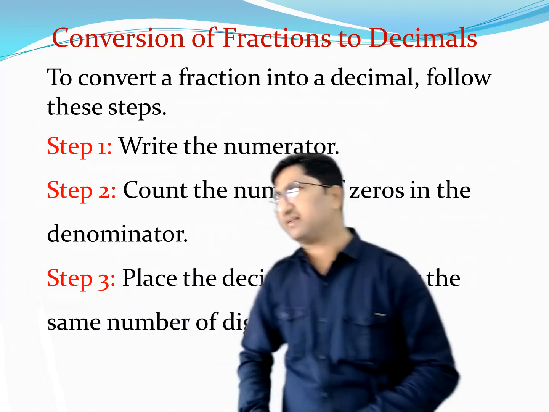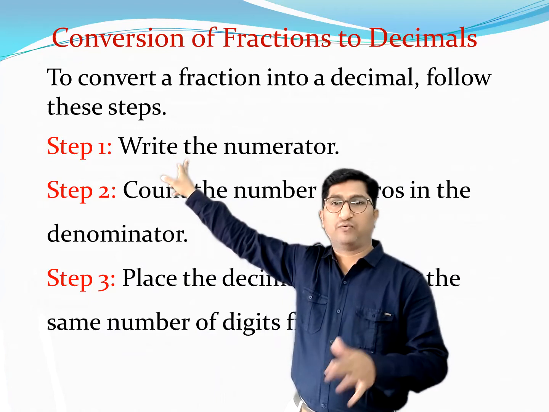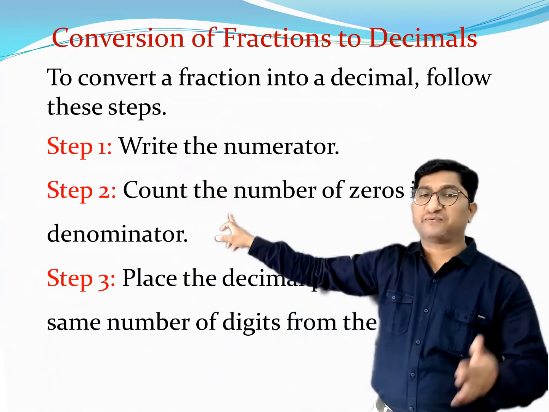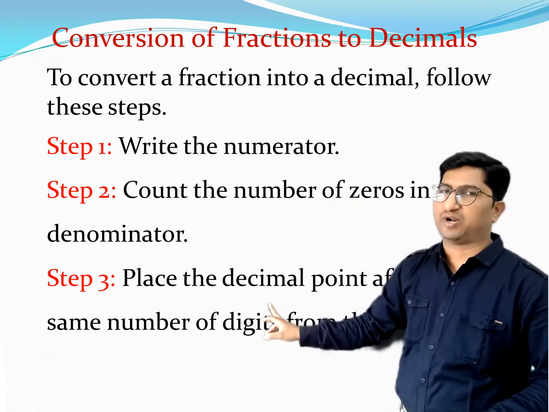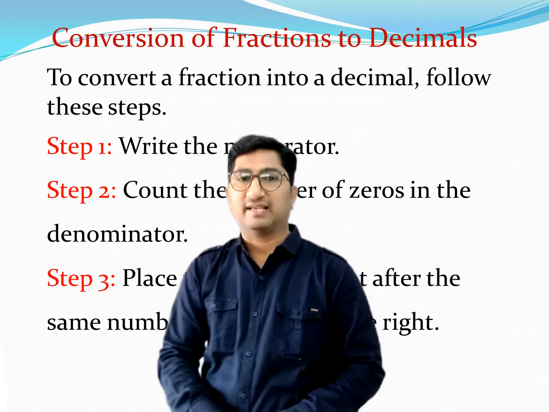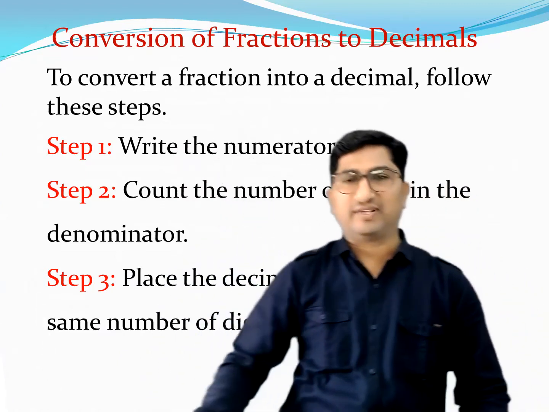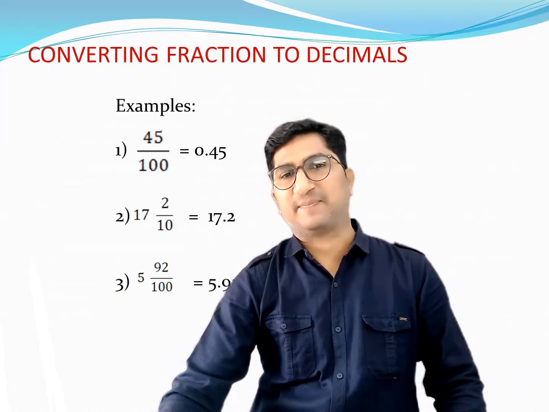Step 1 is given here: write the numerator as it is. Don't go for the denominator, we are writing the decimal form. Then count the number of zeros in the denominator and place the decimal point after the same number of digits from the right. I will tell you the example, as it is quite confusing when we just go through the steps.